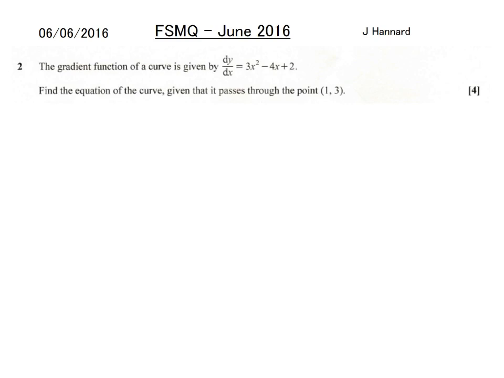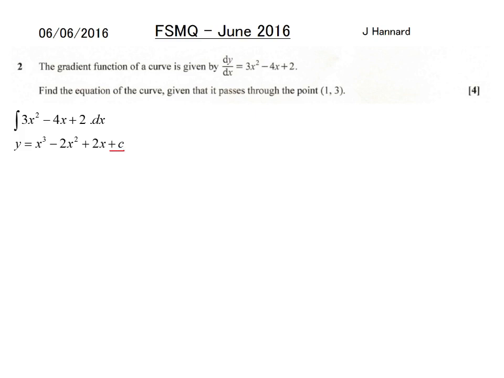Question 2 then. The gradient function of a curve is given by dy/dx equals 3x squared minus 4x plus 2. Find the equation of the curve given that it passes through the point (1, 3). So to get back to y, we have to integrate the gradient function with respect to x. So we add 1 to the power and divide by the new power. I've just cancelled straight away because I'm trying to get this out as quick as possible. Don't forget your c there, you must have your plus c.